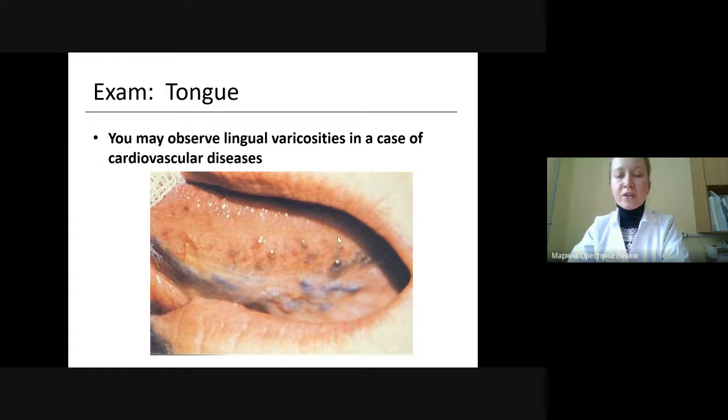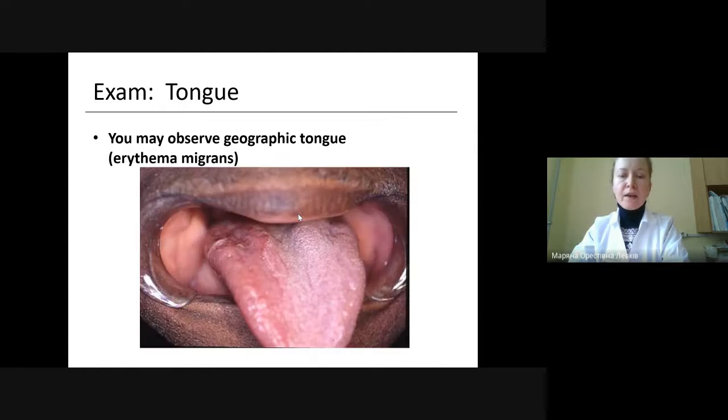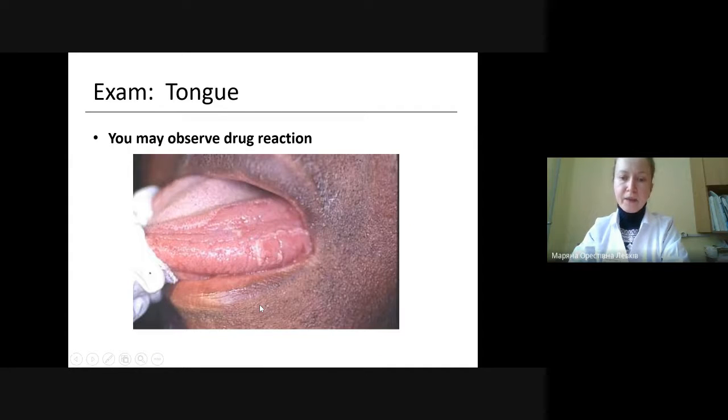During tongue examination, the dentist can observe some lingual varicosities, and this can be a symptom of cardiovascular disease. Geographic tongue, or erythema migrans, can also be observed, with depapillation of the tongue in one area. Drug reaction can also be observed on the lateral border of the tongue.